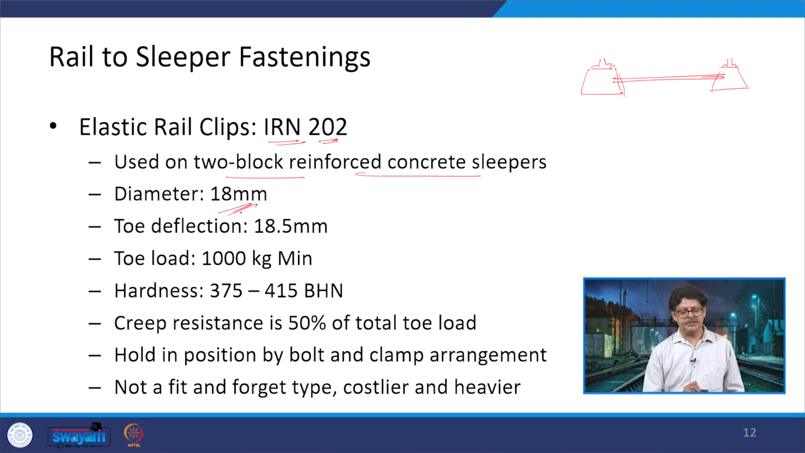Here the diameter is 18 mm, the toe deflection is 18.5, so it is a bit higher. The toe load is 1000 kg minimum, hardness should range between 375 and 415 BHN, that is the Brinell hardness number. Creep resistance is 50% of the total toe load. So, the total toe load here is 1000 kg. So, 500 kg or 0.5 tons is the creep resistance which it will be offering.